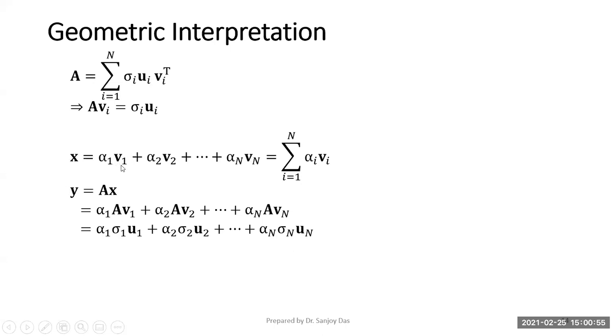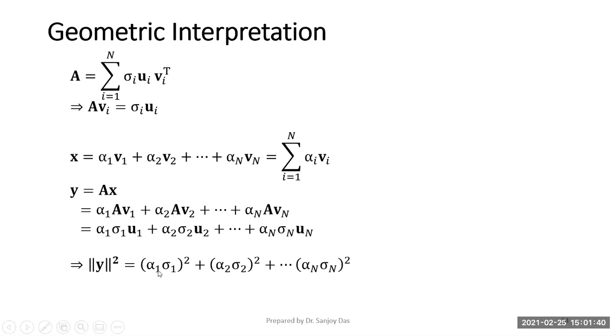x was being expressed in terms of v1 through vn, the v's. And y, notice the difference, is being expressed in terms of u's. What is the L2 norm of y? Alpha 1 sigma 1 squared plus alpha 2 sigma 2 squared until plus alpha n sigma n squared. You take the square root of that to get the L2 norm, or L2 norm squared, y transpose y, is equal to this. Agreed?